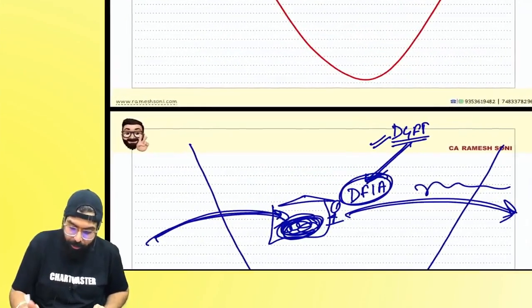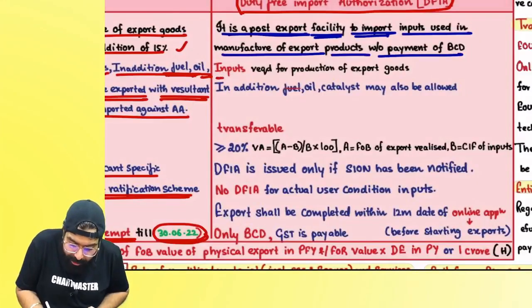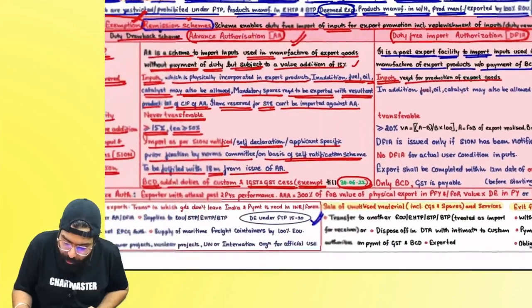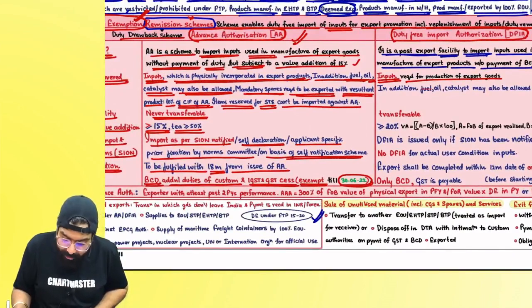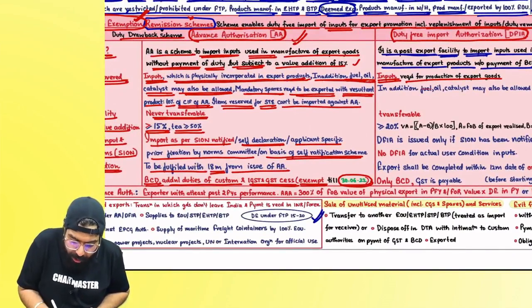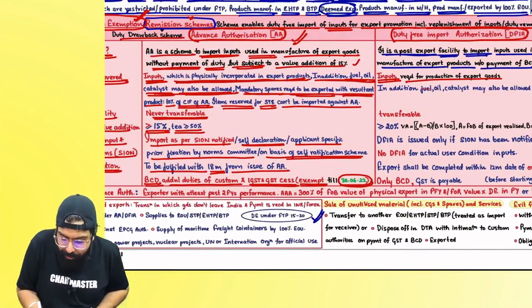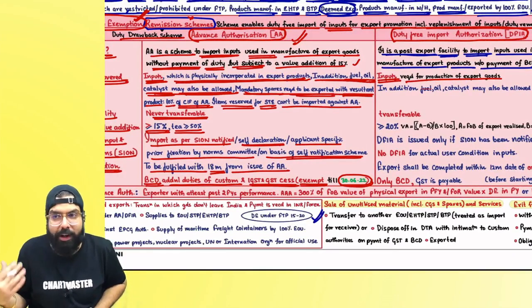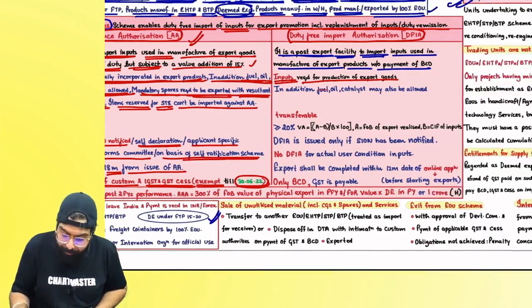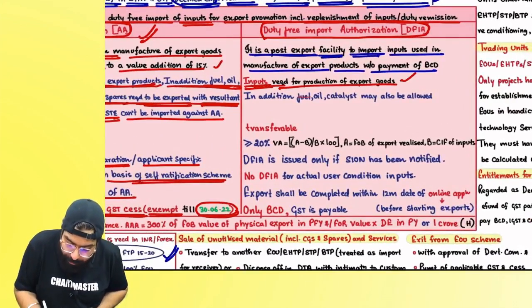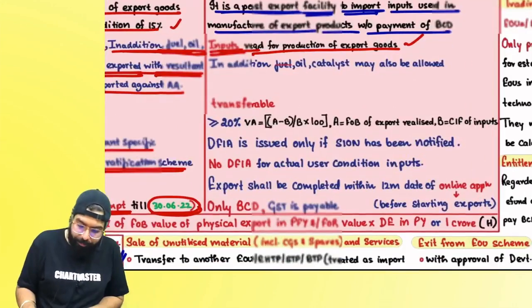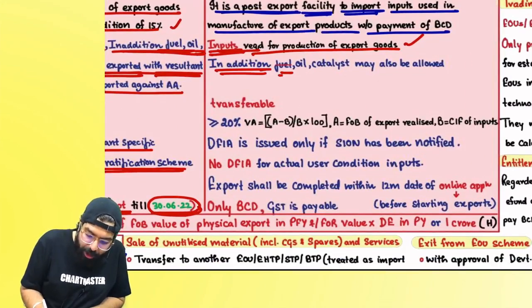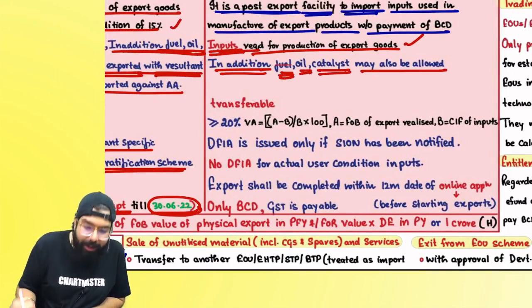Point is clear. Now, sir, only inputs required for production of goods is allowed. Here, inputs which are physically incorporated, including fuel, oil, etc., were also allowed. Mandatory spares were also allowed up to 10% of the CIF value. But here, they are telling only inputs will be allowed. Basically, a raw material will be allowed to be imported. In addition, fuel will not be allowed here. Remember, oil will be allowed. Catalyst may also be allowed.